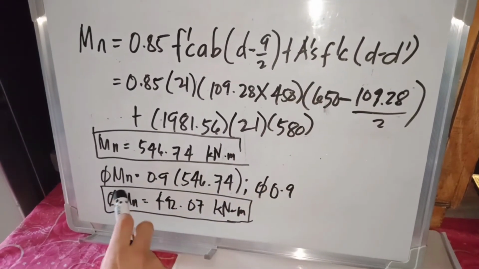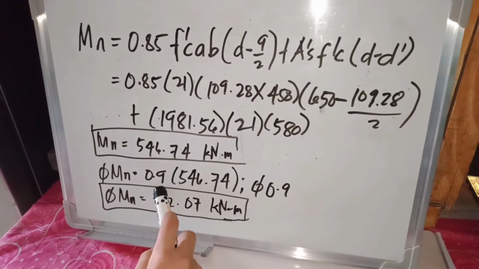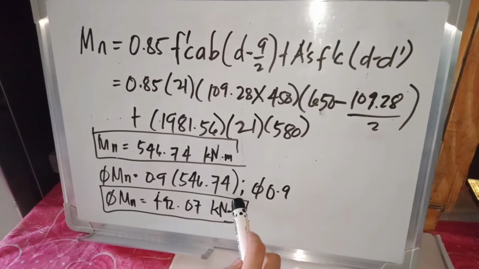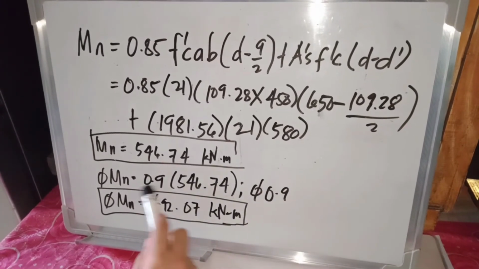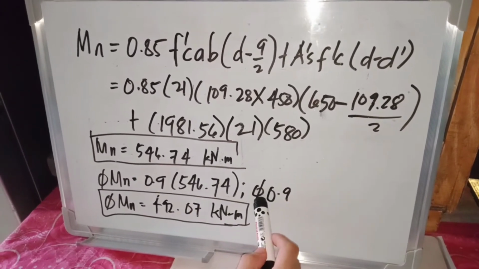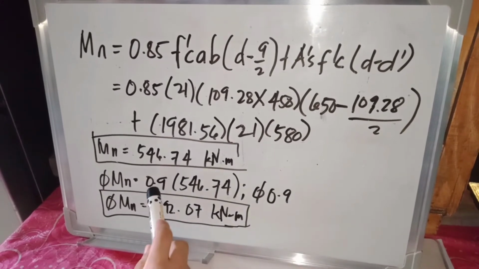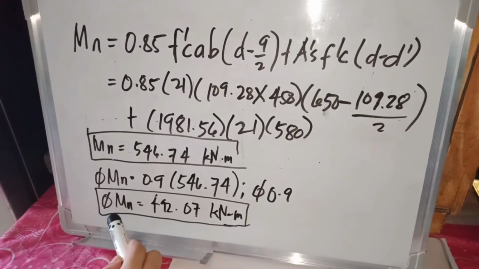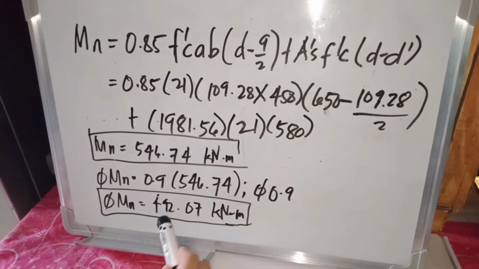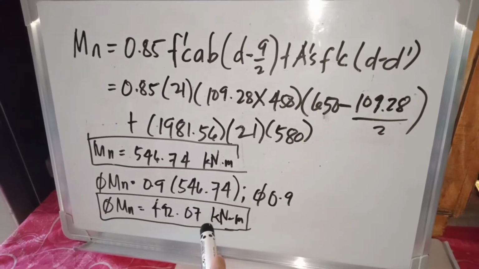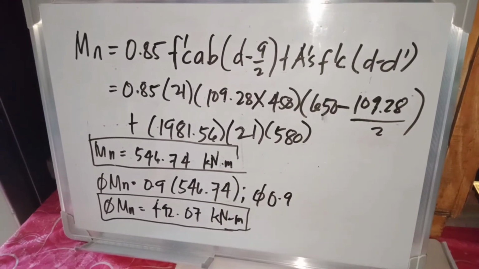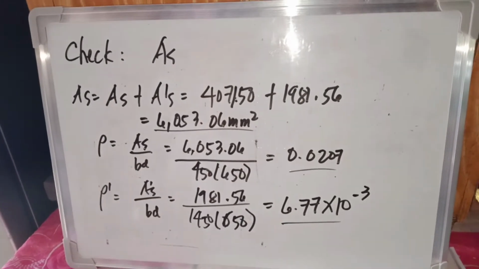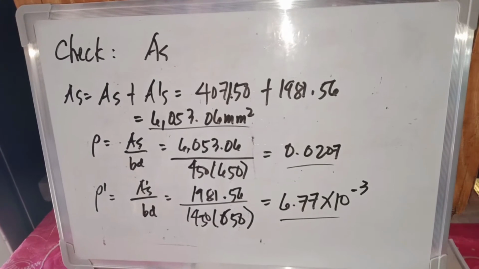We also have to get the maximum strength of the beam. So 0.9 times 546.74, which is our moment, where phi is equal to 0.9. So our maximum moment strength of the beam is equal to 492.07 kilonewton meter.